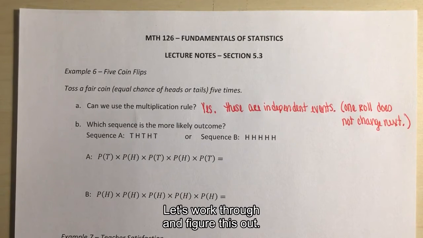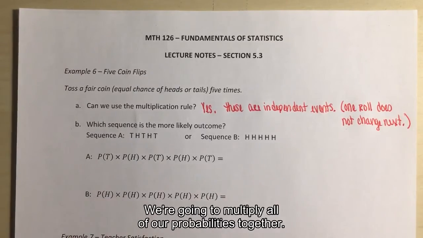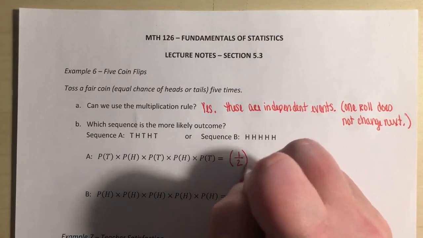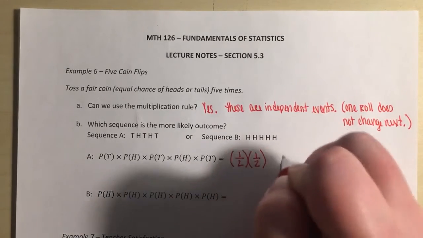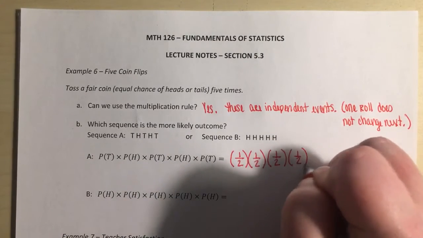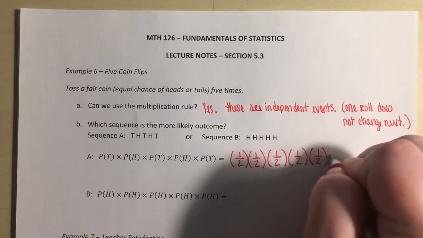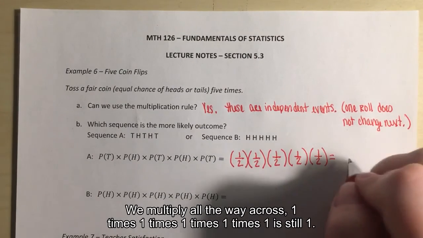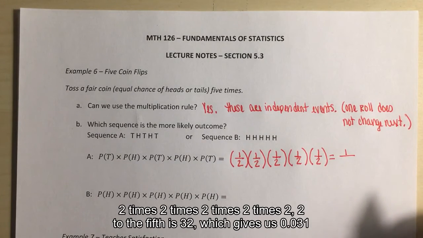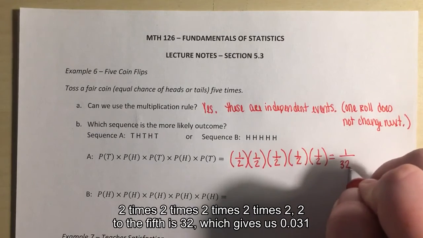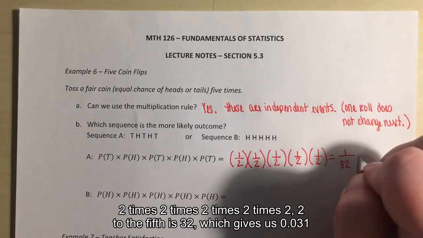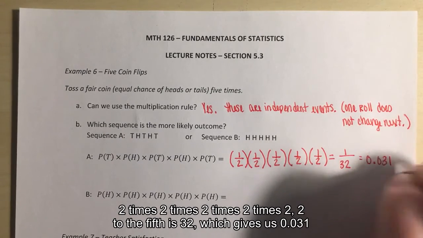Right, so let's work through and figure this out. Right, so we're going to multiply all of our probabilities together. So the probability of flipping a tails, 1 out of 2, heads, 1 out of 2, tails, 1 out of 2, heads, 1 out of 2, tails, 1 out of 2. We multiply all the way across. 1 times 1 times 1 times 1 times 1 is still 1. 2 times 2 times 2 times 2 times 2, 2 to the 5th, is 32. Which gives us 0.031 if we changed it to a decimal.